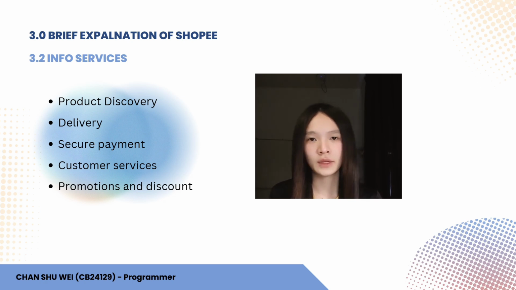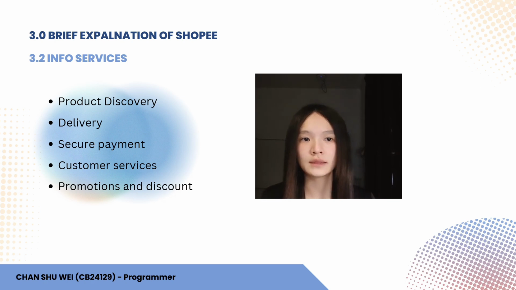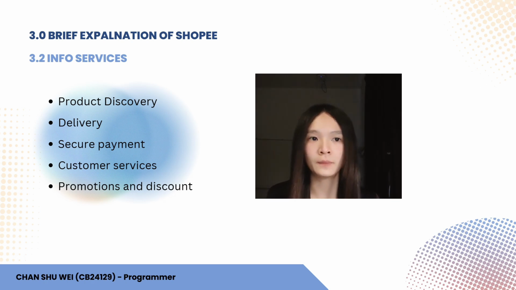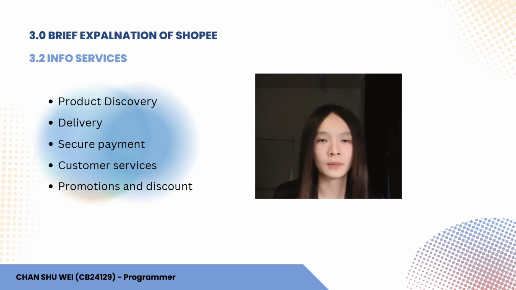For product discovery, the Shopee website provides a wide range of selections, and customers can search for any product following their desire, which increases the usability of the website. Then the delivery service is also done in cooperation with logistics companies such as J&T and CityLink Express. Then a secure payment system ensures that buyers only release payment after receiving their product in specified conditions. For customer service, Shopee has a dedicated help center for customer inquiries and complaints.